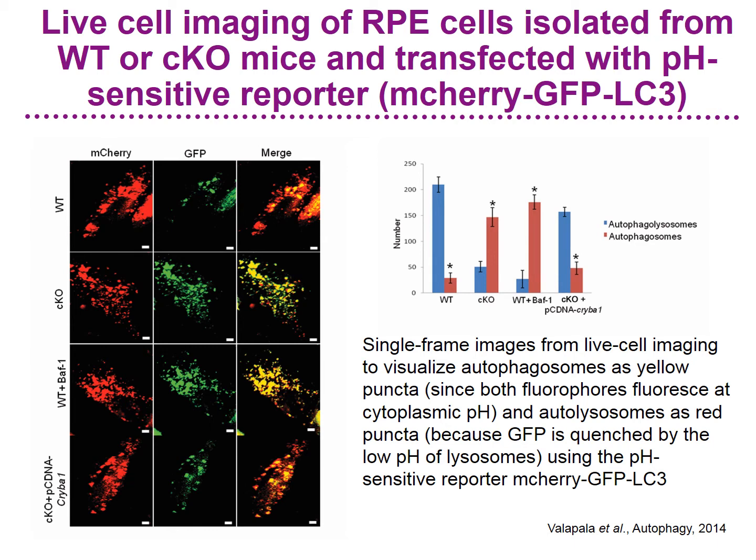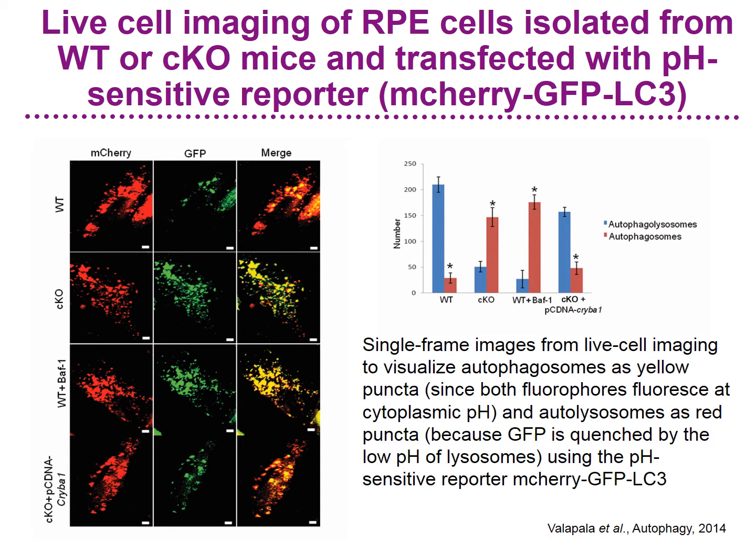Next, in the conditional knockout mice RPE lysosomes, we have shown that the pH is no more acidic, so GFP cannot be quenched, and so you can see more yellow dots, indicating that there are more autophagosomes. To confirm this, we took wild type cells again and treated them with bafilomycin A1, a known inhibitor of V-ATPase and lysosomal pH. So again, GFP is not quenched and you can see that there are more autophagosomes than autolysosomes.